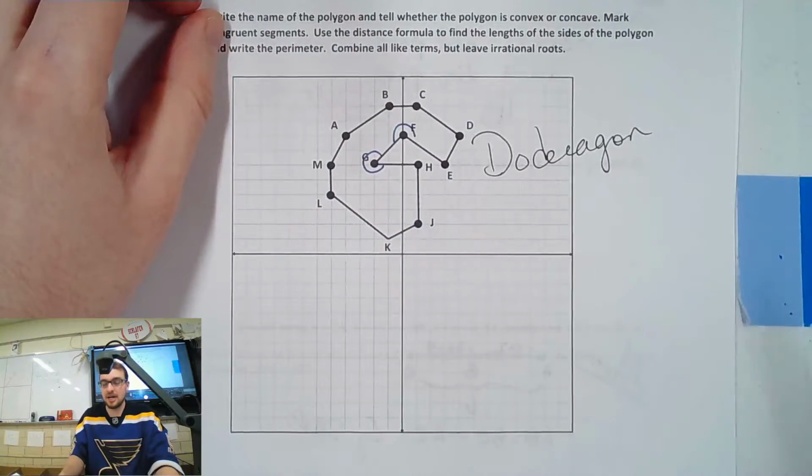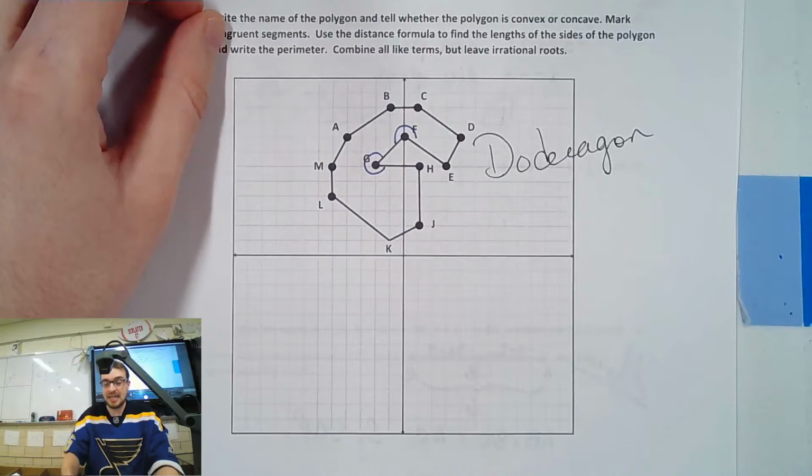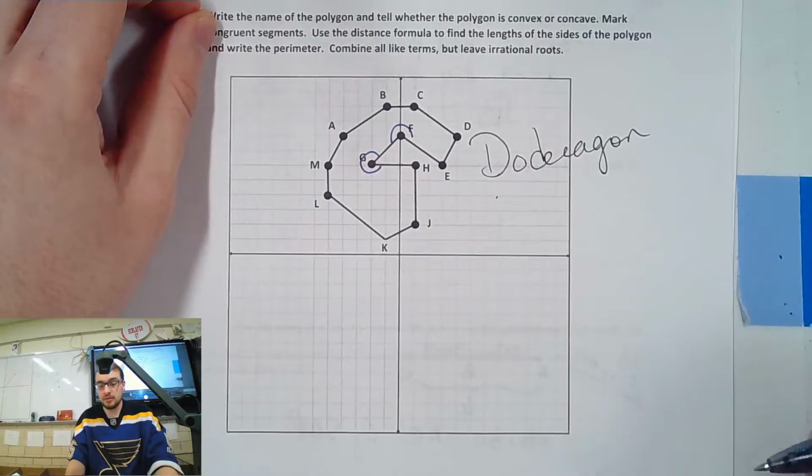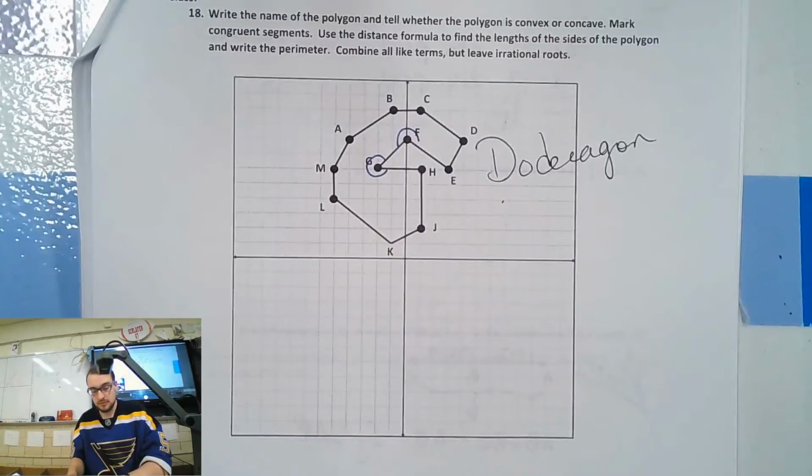We call it a dodecagon because do means 2 and dec means 10. Everybody knows about Dodecember, right? The 12th month of the year.